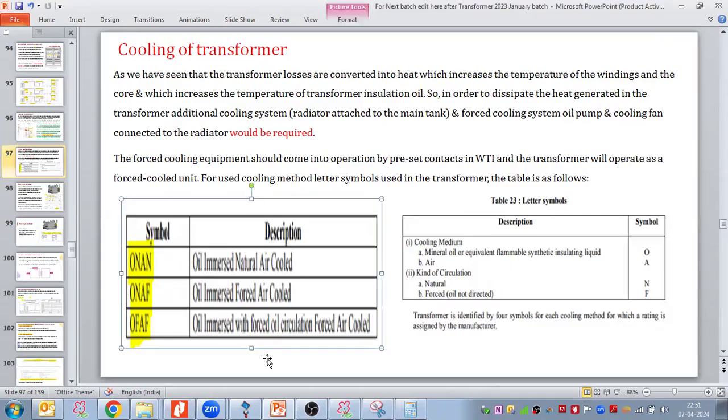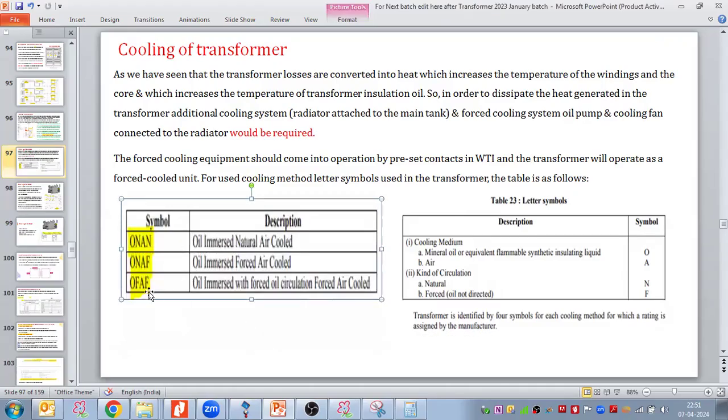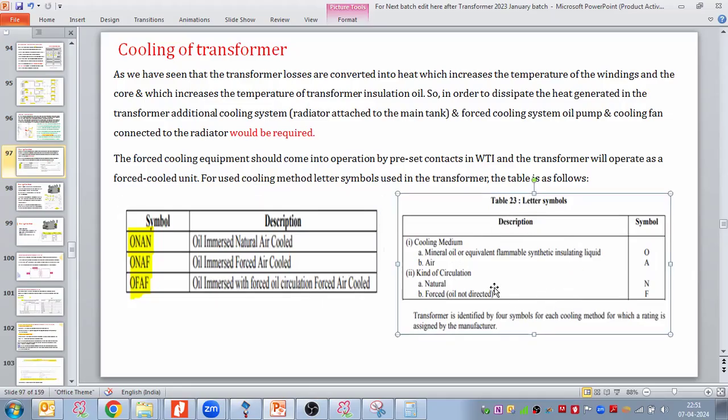Here, if you see the symbols used for the cooling method in the transformer, ONAN stands for oil natural, air natural, meaning there is no forced or separate cooling; everything happens naturally. ONAF means the oil is circulating naturally, but we are forcing the air. So this is air forced cooling. OFAF means both oil and air are forced to the radiators.